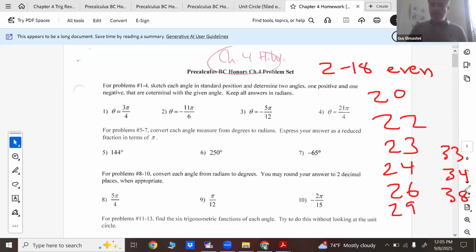I'll take a picture of that. I'll post it to Schoology later today. So yeah, that's homework. The solutions I'll post on Schoology so you can see them. Yeah, that's pretty much what we'll do. All right.